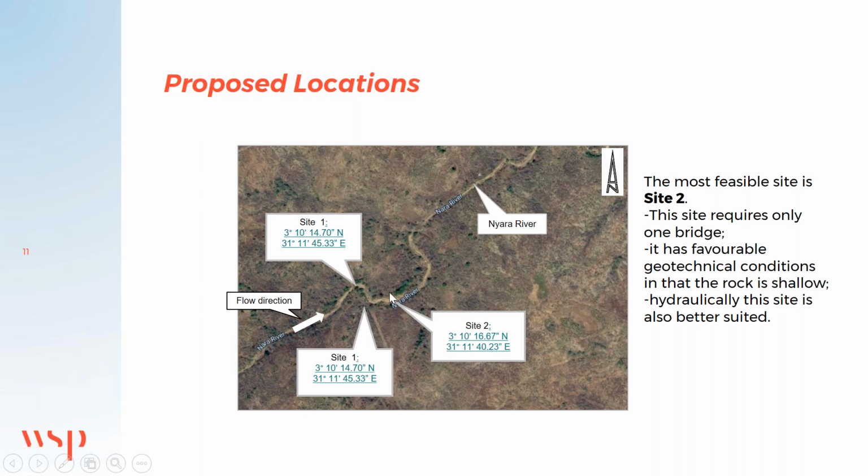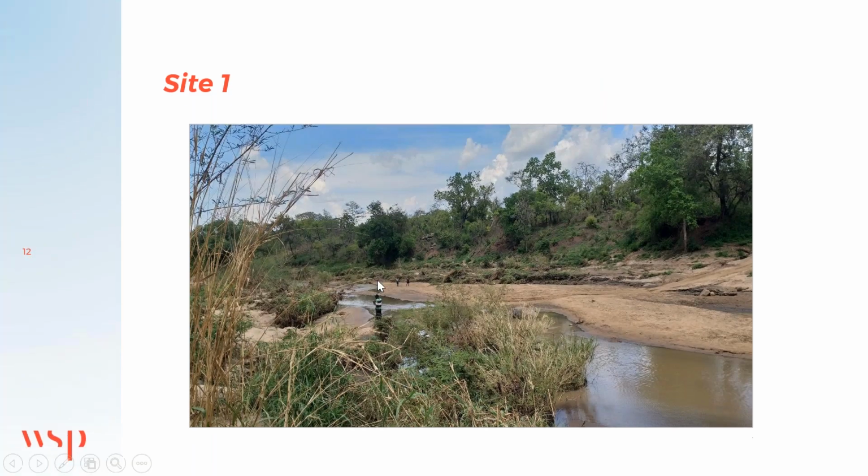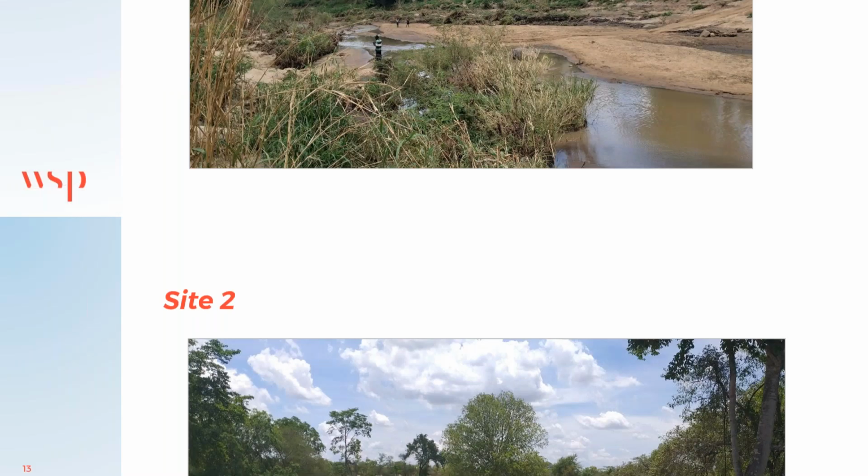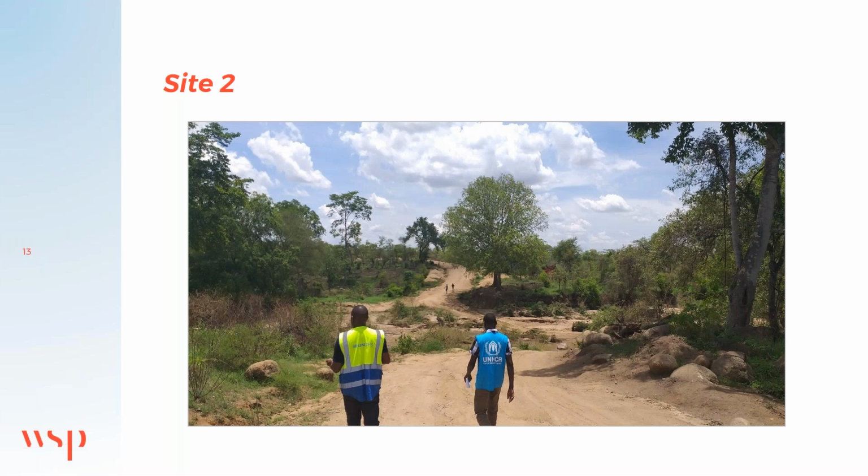I will explain what we mean by the fact that we only required one crossing at site 2 in the next couple of slides that will follow soon. These are the images of site 1 as it currently stood when the scoping mission was conducted. Images of site 2 during the conducting of the scoping mission.